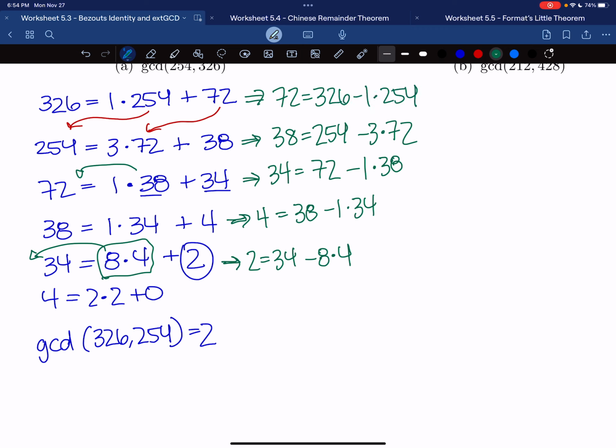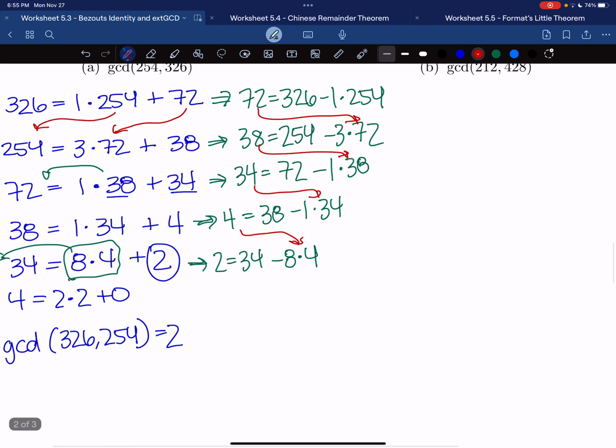And you might say to yourself, well, what does that give us? If we put this all together, what we see is that this is a new version of 4. Here's a new version of 34. Here's a new version of 38. There's a different version of 72. And so now we can literally put the pieces of the puzzle together, right?